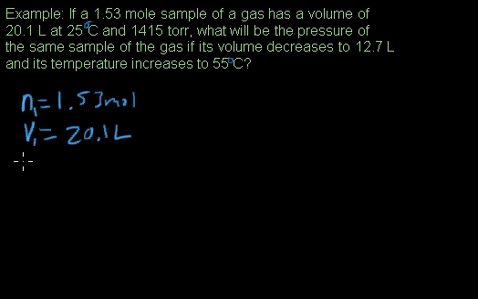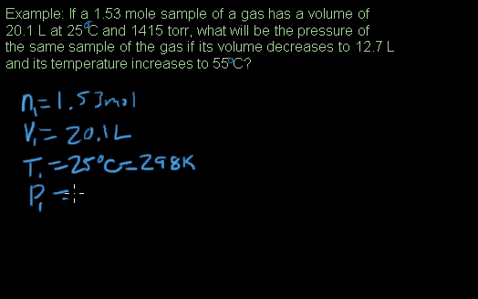Next we have temperature, and that's our initial temperature. It's 25 degrees Celsius. But remember, in all of these equations for gas laws, we need to convert into Kelvin. And so 25 plus 273 gives me 298 Kelvin. It's a good habit to get into changing that to Kelvin right off the bat. And then our last thing is pressure. Our pressure is equal to 1,415 torr, and that's our initial pressure.